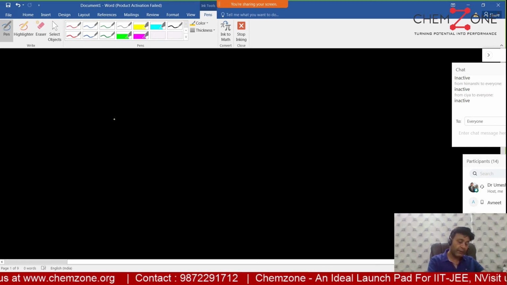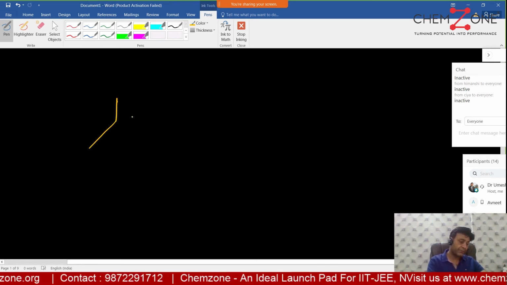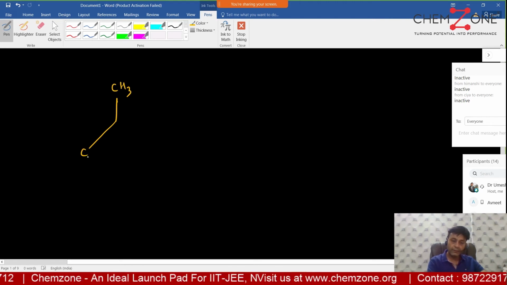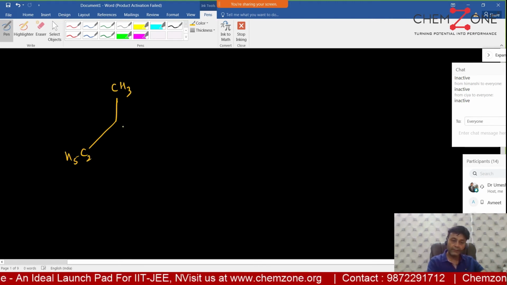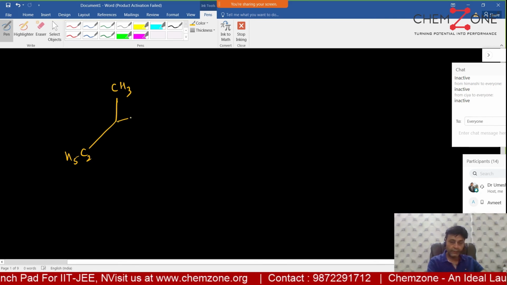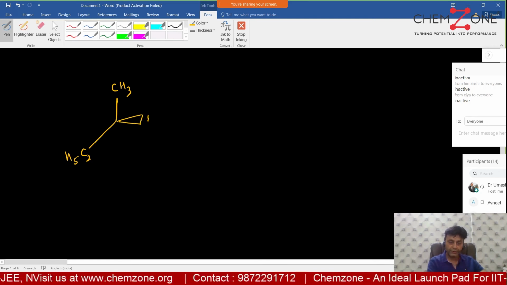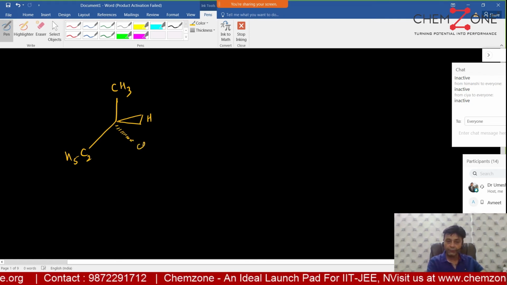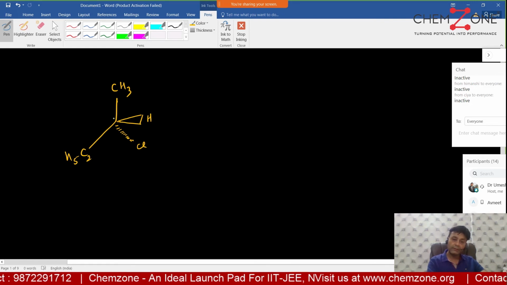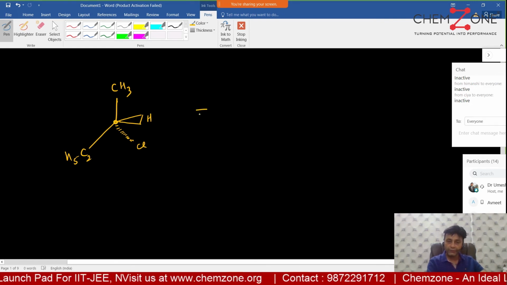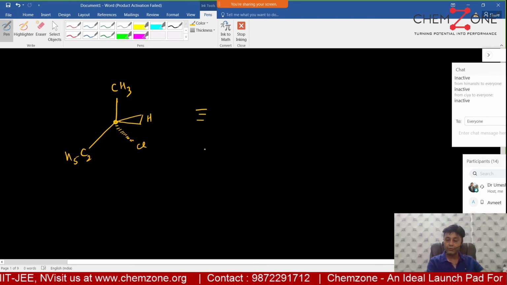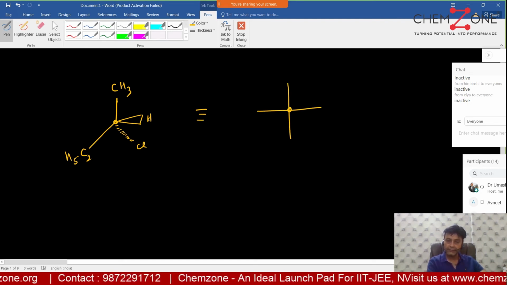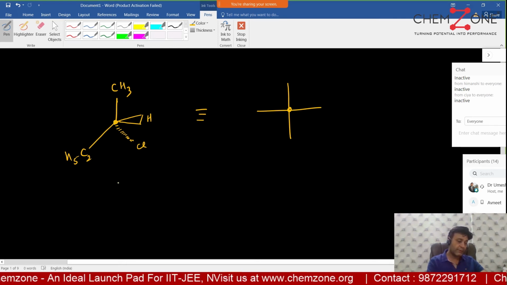For example, if I say I have a 3D representation, it's a methyl here, ethyl here, and here is the hydrogen that is towards the observer, and the chlorine is away from the observer. This is the carbon atom. How to convert it into the 2D representation? So this is the chiral carbon atom here, right?